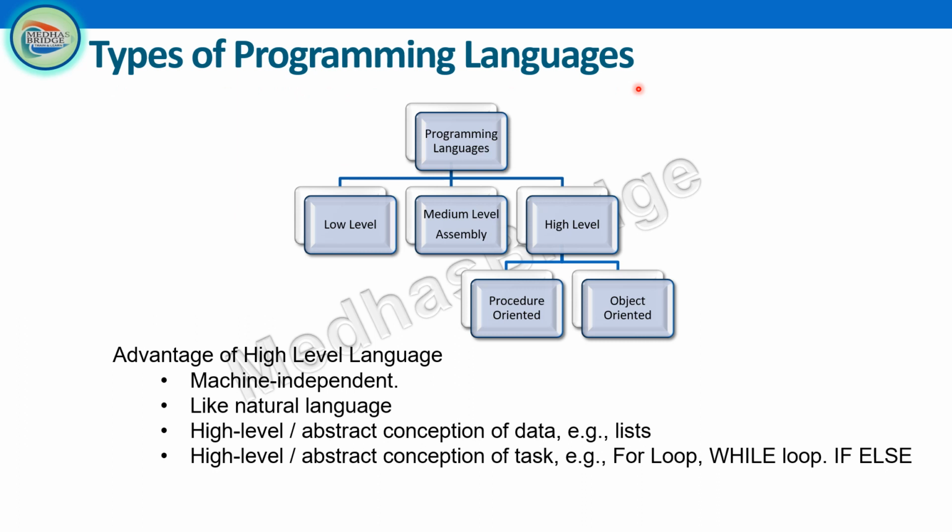Types of programming languages. We have three different types of programming languages: low level, medium level, high level. Low level means a machine code which runs on the hardware platform. Medium level is one level above the low level language, which is assembly language. Finally, we have high level language, which is like a natural language. Under high level, we have procedure oriented programming languages and object oriented programming languages. We shall see more in detail about object oriented programming language.